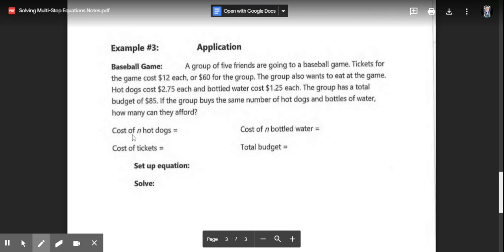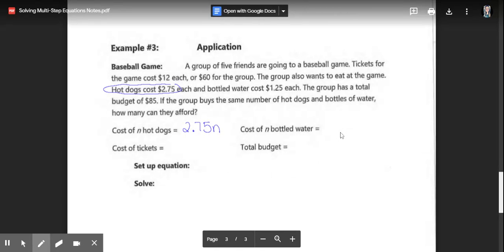The first thing we are asked for is the cost of n hot dogs. We don't know how many hot dogs we are getting, but we know the hot dogs cost how much? Hot dogs cost $2.75 each. So I'm going to say 2.75n.